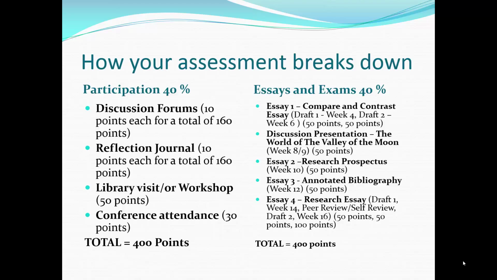what those are. In participation, we do a discussion forum every week, except for 1 week we're going to be doing something different. Your reflection journal, you're going to be writing about what we're reading or doing research in your reflection journal. We will do a library visit, or you'll be encouraged to take a library workshop, and that is worth 50 points. Conference attendance, we will have one-on-one conferences where you'll meet with me in my office. Those are worth 30 points.